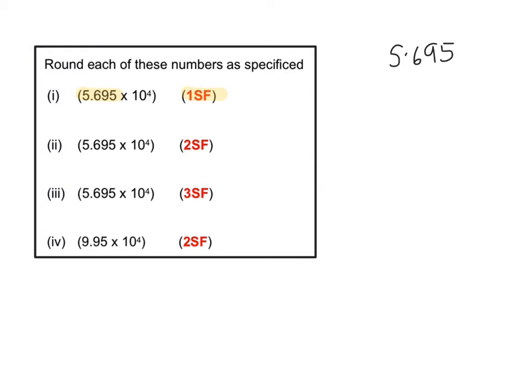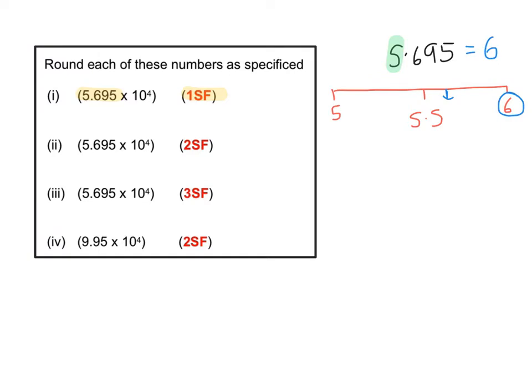5.695. It's one significant figure, so I need to find the first significant figure, which is obviously the 5. That's the first one there, and highlight it. So it's either this number that's going to stay the same or go up. So it's going to stay as 5, or it's going to go up to 6. Now bang in the middle at the point where we start rounding would be 5.5. Now 5.695 is bigger than 5.5, it's about here. So that would round to 6.